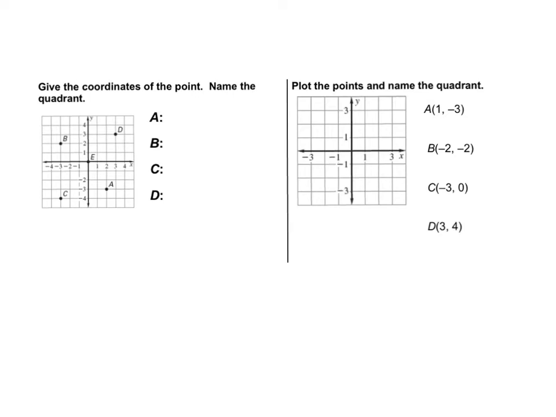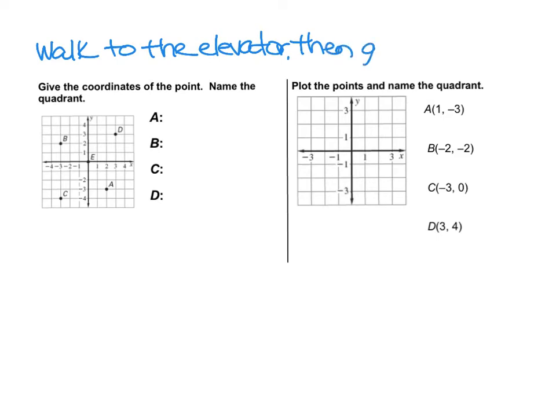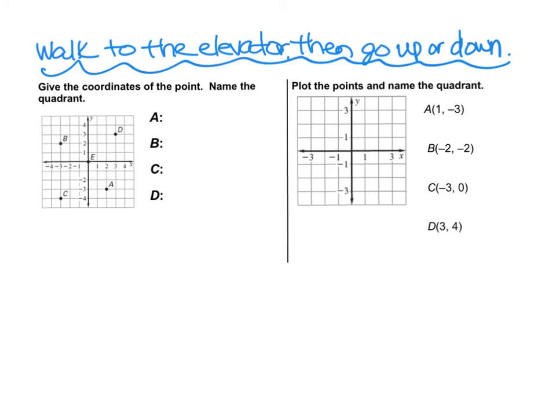All right, so let's start out. First of all, I want to remind us, probably something that you had heard last year. When we graph these coordinates, we need to remember to walk to the elevator and then go up and down. So let's just make sure that we've got that highlighted there. So we need to walk to the elevator and then go up and down. So meaning we're going to go side to side and then we're going to go up or down.